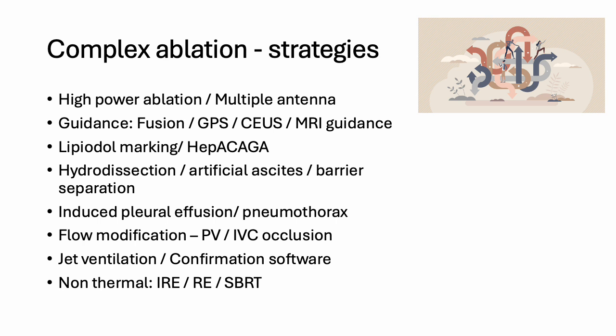Modification of the anatomy with hydro or pneumodissection, artificial ascites, using balloons to separate critical structures. You can induce a pleural effusion or pneumothorax and go through the diaphragm for lesions that are very high up at the hepatic dome. Flow modification of the portal vein or IVC with balloons. You can use jet ventilation to reduce the movement of the liver, confirmation software to assess adequacy of ablation, and then also remember the non-thermal alternatives like irreversible electroporation or reversible electroporation, as well as radiotherapy.